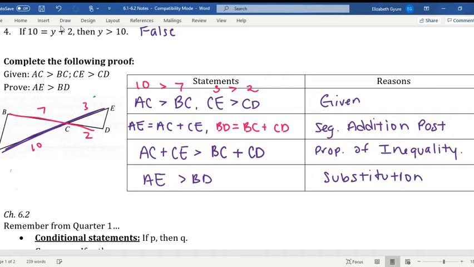Good. Okay, so I just wanted to show you guys that if you need to use one of those properties of inequality, you simply just say property of inequality.